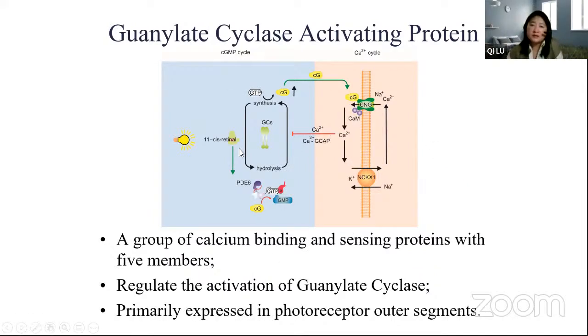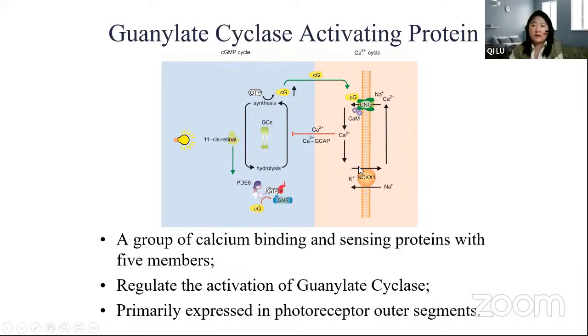So to summarize the cycles, there are two cycles. One is a cyclic GMP cycle, another one is the calcium cycle. And these cycles are coupled together. A cyclic GMP increase can induce the calcium increase, but the calcium increase can automatically inhibit the production of more cyclic GMP.